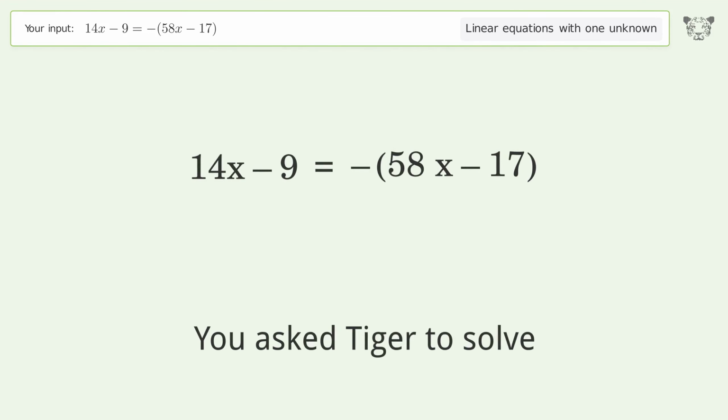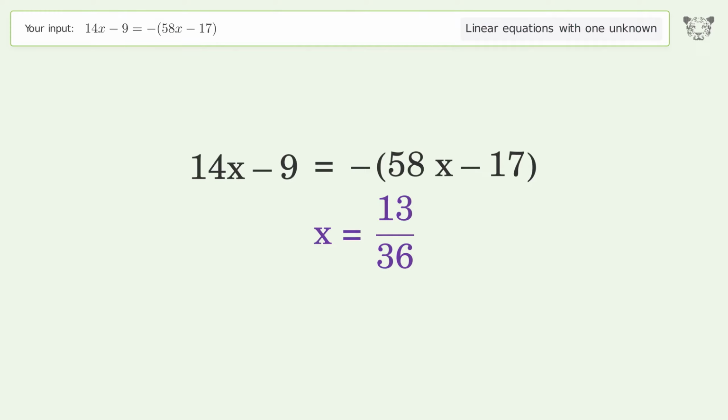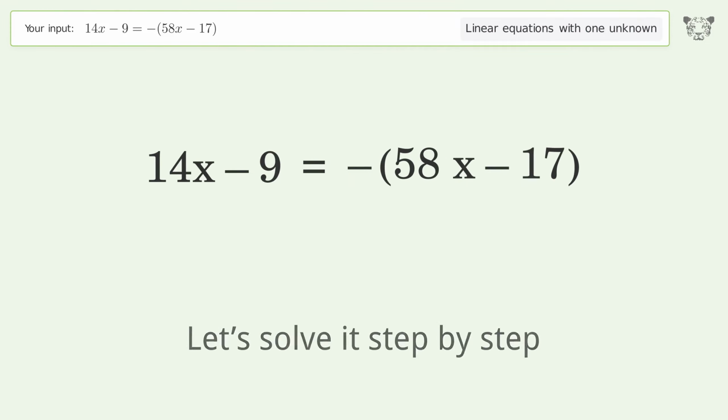You ask Tiger to solve. This deals with linear equations with one unknown. The final result is x equals 13/36. Let's solve it step by step.